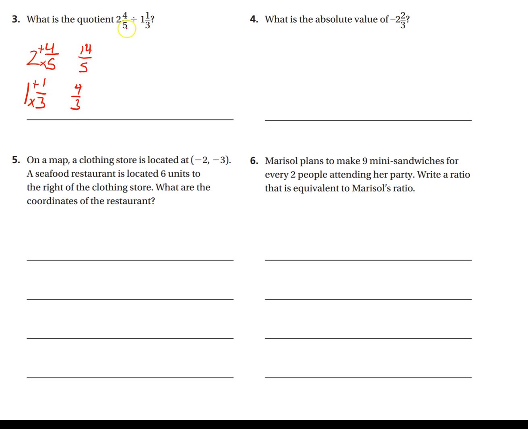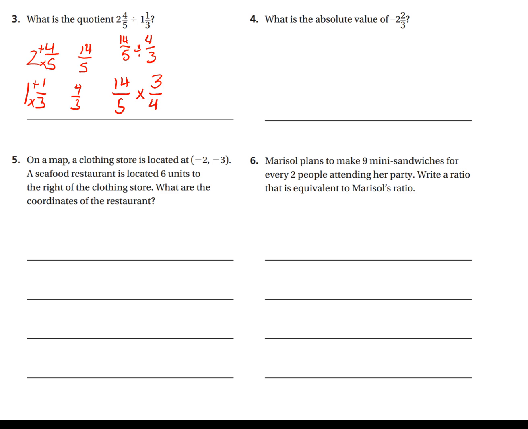So now I have 14/5 divided by 4/3, and now I can do the copy, change, flip. Copy the first number, 14/5. The inverse of division is multiplication, and the reciprocal of 4/3 would be 3/4.